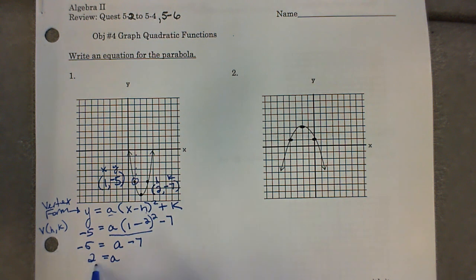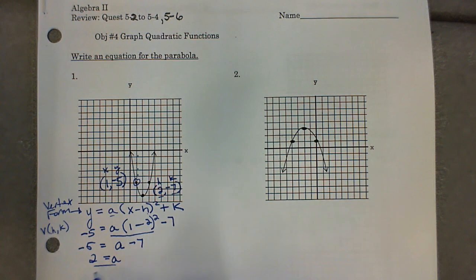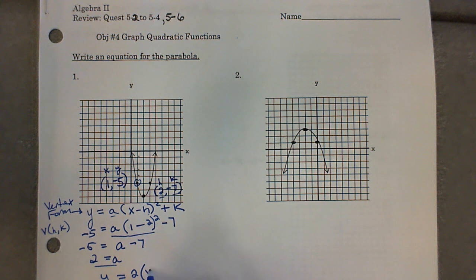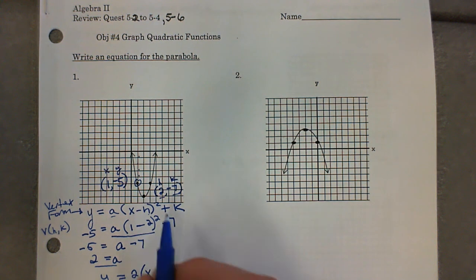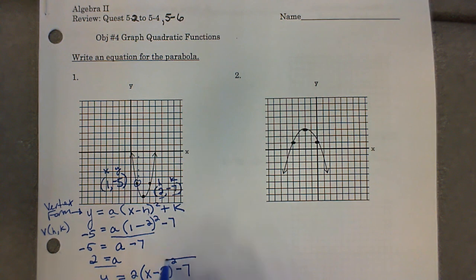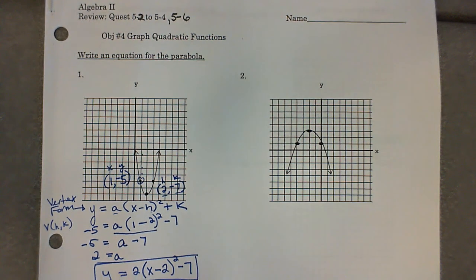So now I know what a is, what h is, and what k is, so I can write my final equation. y equals 2 times (x minus h, and h is 2) squared, plus k, k is minus 7. So here is the equation of that parabola.